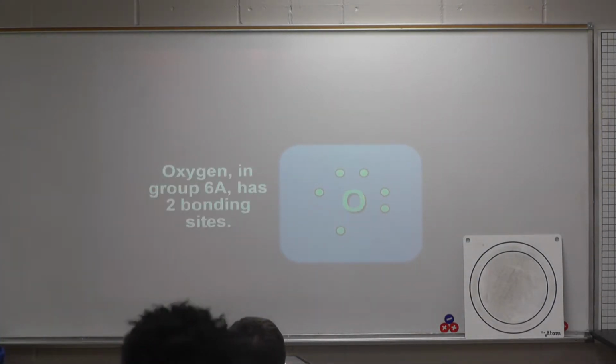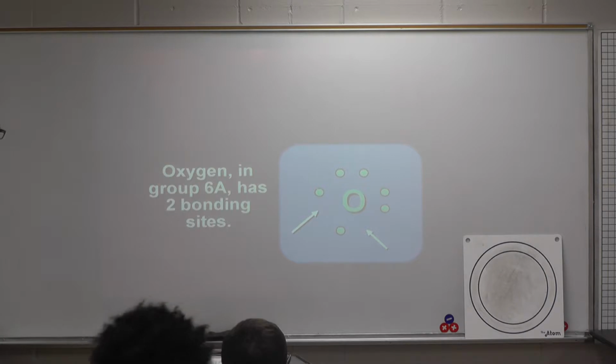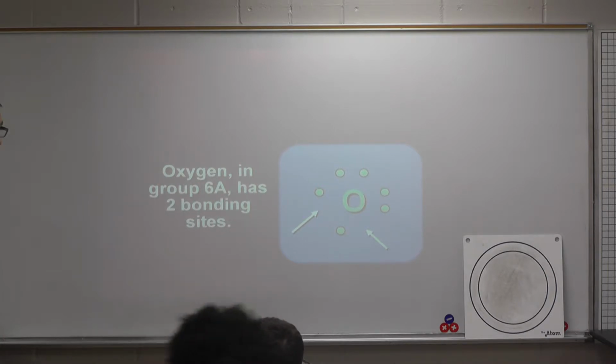Are you seeing the trend here? Oxygen, and everyone in oxygen's group has 6 valence electrons. So how many bonds would be around oxygen or anybody in group 16? 2. Could be 1 double bond, could be 2 single bonds. We'll talk about double, single, and triple bonds as we progress.